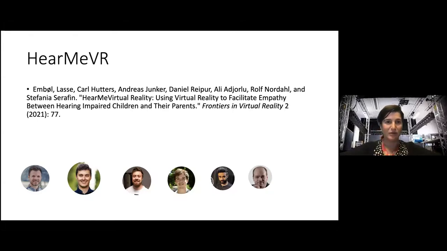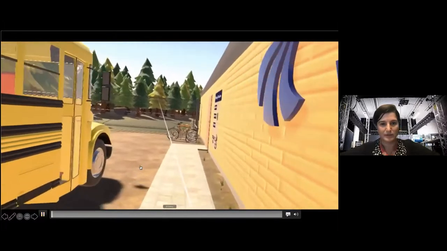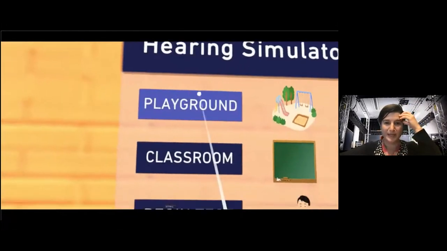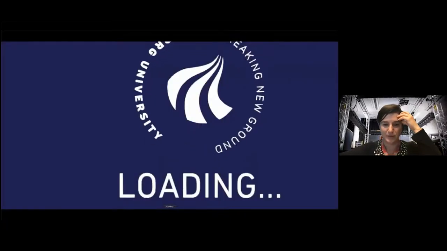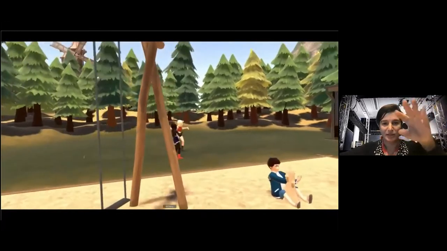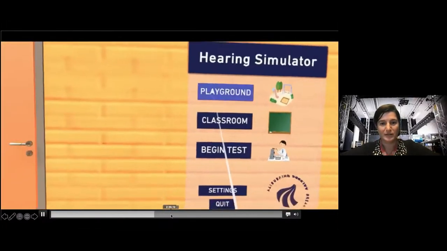This part of the project, called Hear Me VR, was a virtual reality simulation, in this case a 3D simulation, so not a 360 movie, of how it feels to be a child who has a cochlear implant. So we were simulating both the school environment and the playground. And as you can see here in the video, this is a run through of the simulation. So you enter the environment and you can choose if you want to be in the playground or in the classroom. This is what you experience when you enter the playground. Here you can actually go around and listen to the different children, see what's going on and so on. And then you can also choose to go in the classroom.